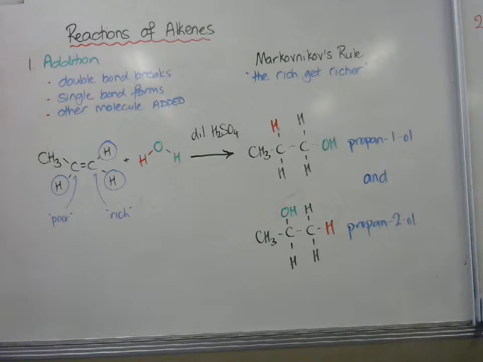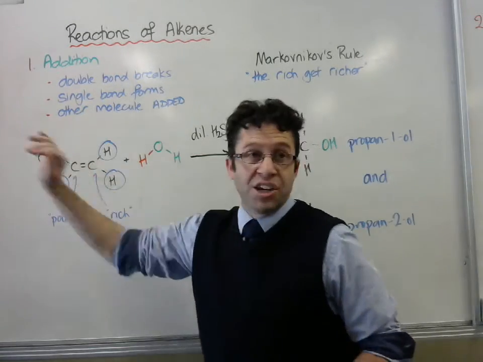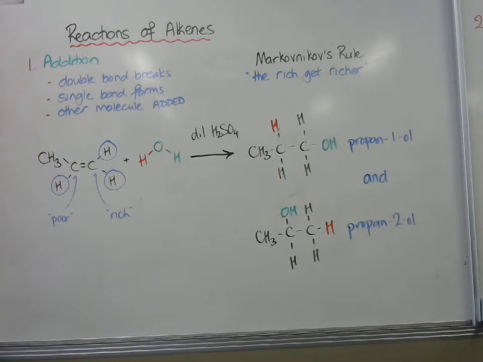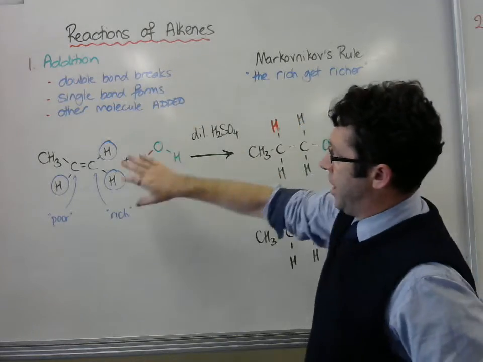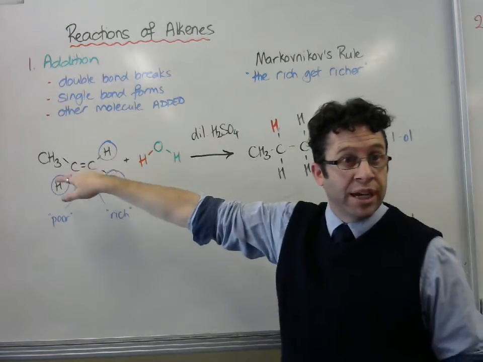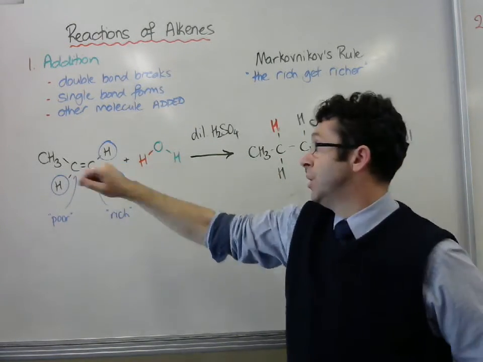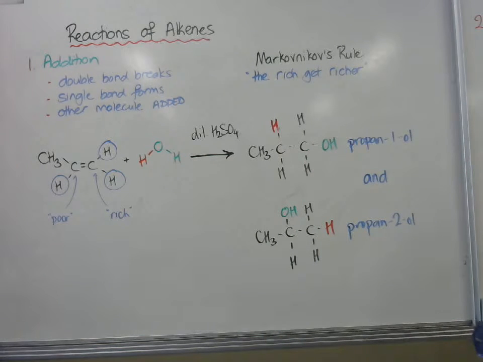The rich get richer. And in this, the currency that we're talking about, how rich we are, is the hydrogen atoms bound to the carbons. Okay? We ignore the CH3 because it's not involved in the reaction. The double bond is breaking, so it has to be one of these. These are the two carbons we care about. Only these two. So the poor one is the one that's got fewer hydrogens, because hydrogen is our currency.